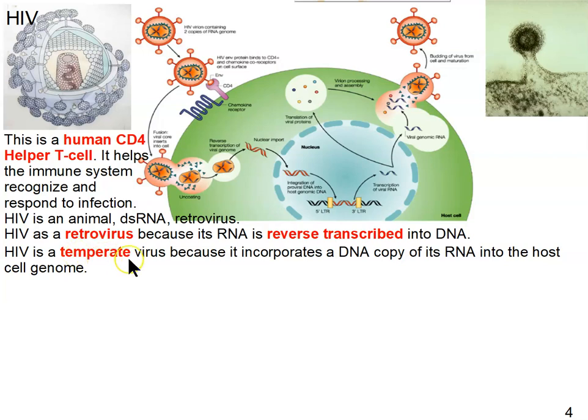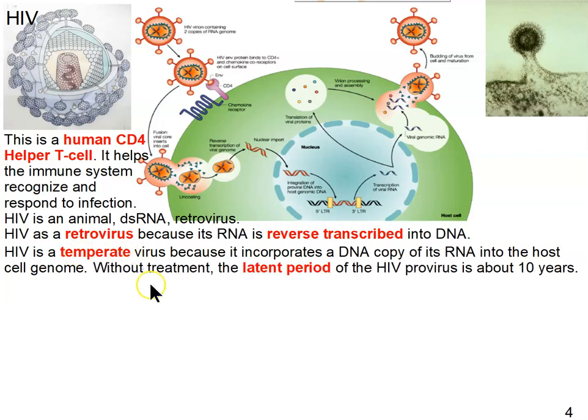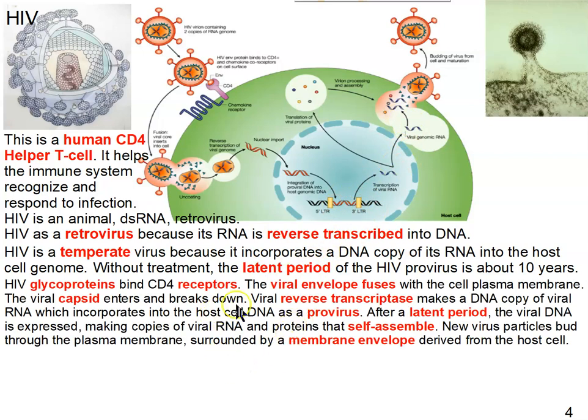In other words, the latent period can last for the rest of their life with antiviral drugs that keep the provirus genes from being expressed. So as we see here, the full description of infection: the HIV glycoproteins that are on the surface of the membrane envelope bind to CD4 receptors. The viral envelope fuses with the cell plasma membrane, and the viral capsid enters and breaks down. So that's what we're seeing happening here.